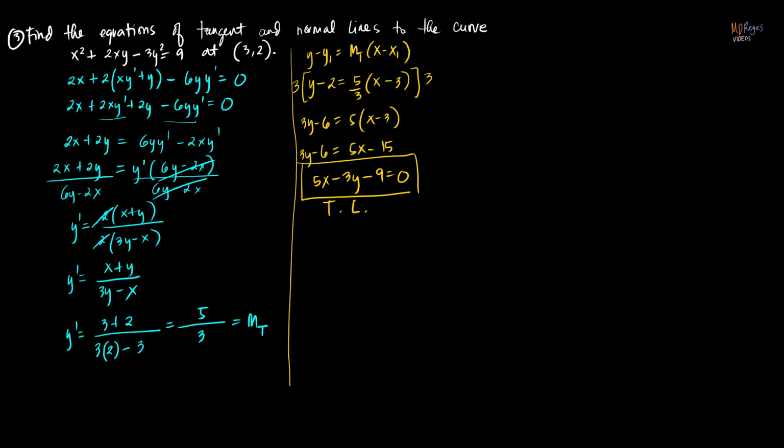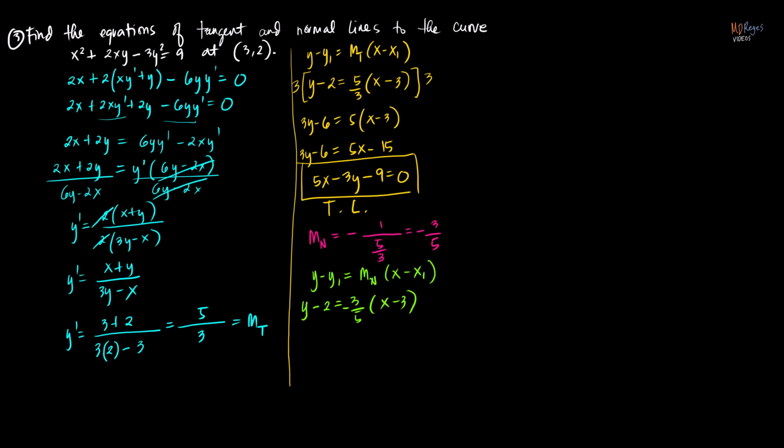And then for the equation of the normal line, we'll just have to solve for the slope of the normal line first. So the slope of the normal line is negative 1 over the slope of the tangent line, so negative 1 over 5/3. When we simplify this, we'll get negative 3/5. So for the equation of the normal line, we use the same form of the equation. This time we use the slope of the normal line times x minus x sub 1. Y sub 1 and x sub 1 will still be the same. So it's y minus 2 equals negative 3/5 times x minus 3.